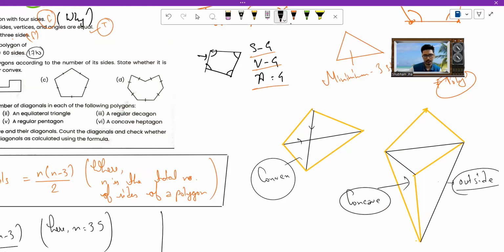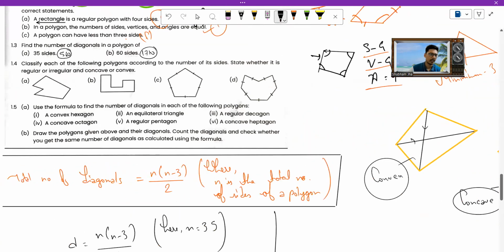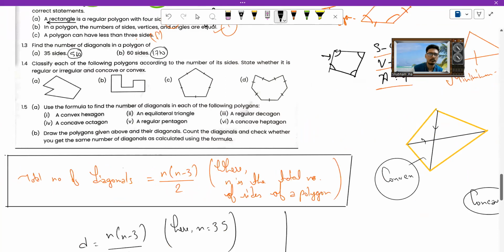Okay, now we will apply the same logic here. Let's see. Observe, here there is a diagonal like this. This diagonal is outside the polygon, therefore this is my concave. Again, look at this diagonal, this is outside, this is also outside, so this is again concave. Here all the diagonals are inside, all the diagonals are inside.